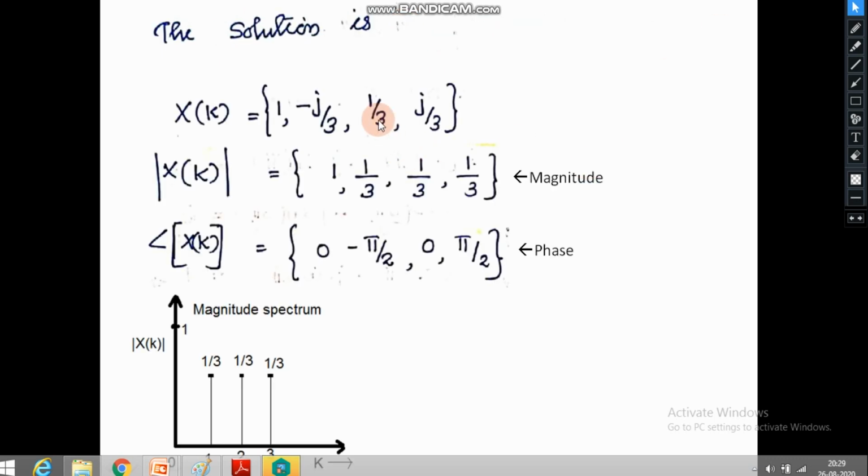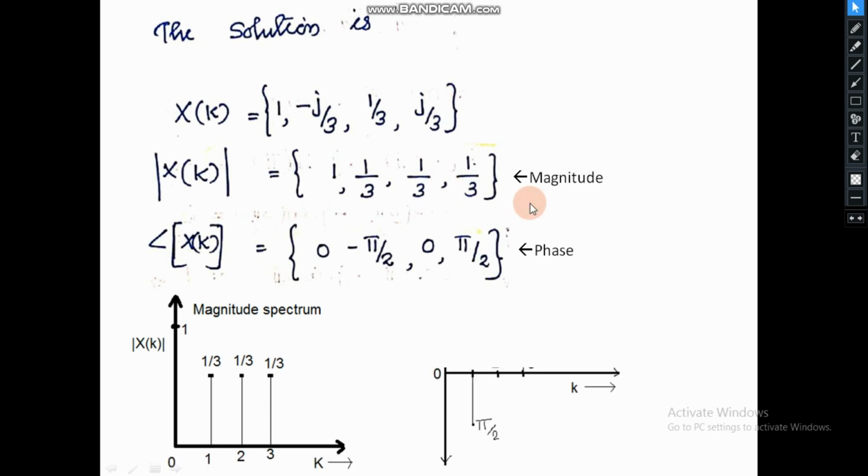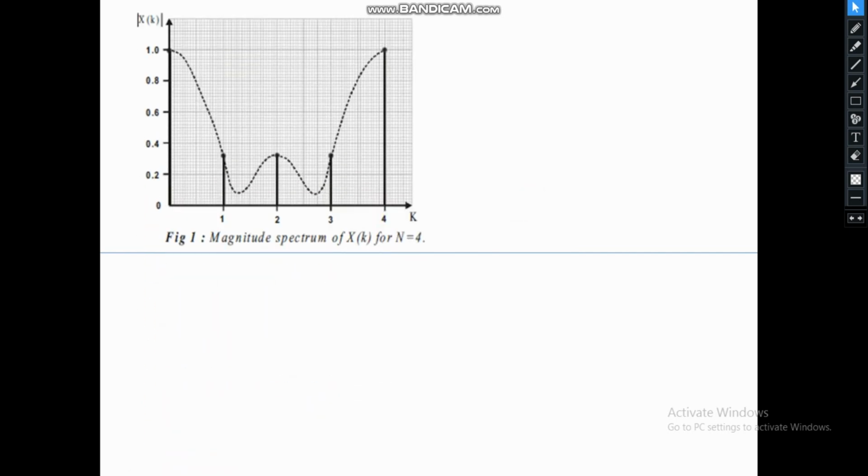That is, the solution: the x of k is equal to this value. Here we can see that these are complex values. From these complex values we will get the magnitude and phase. Thus the DFT of that sequence is obtained and the magnitude and the phase are derived from the DFT. The phase spectrum and the magnitude spectrum are plotted here, and here we can see that 1, 2, 3 and 4 points are obtained. Then again it repeats: 1, 2, 3, 4.